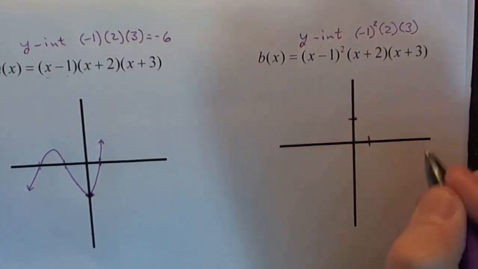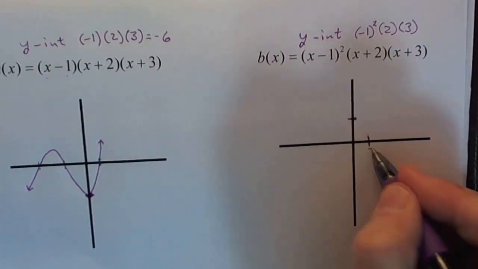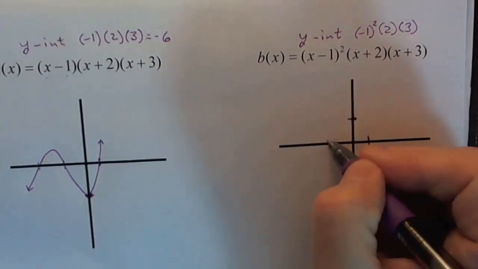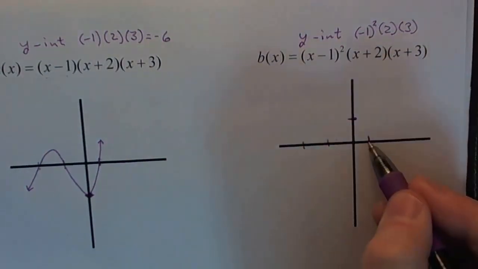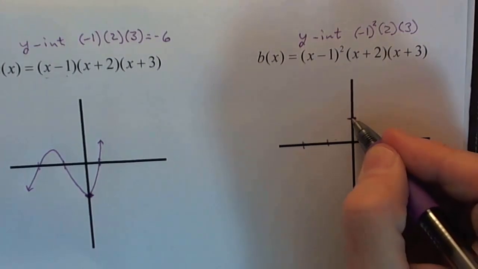x-intercept of 1, but notice that's got a multiplicity of 2. So let me just put a couple of marks here to remind me later. And then I've got negative 2 and negative 3. Because what's going to happen here is we're going to have it bounce. Remember, even multiplicity bounces.